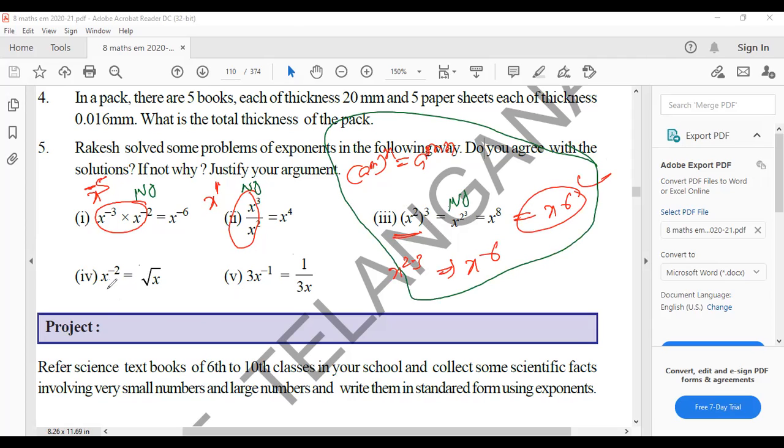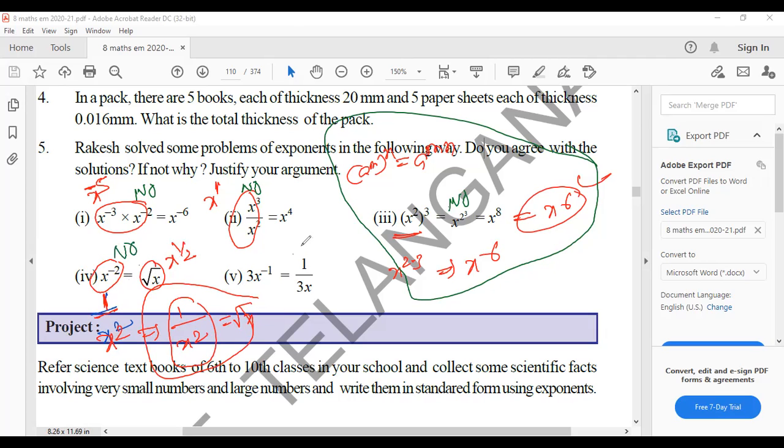X power minus 2 means 1 by x square, you write down. Are you following me or not? X power minus 2 means 1 by x square. Is it equal to root x? No, because root x is different. Root x is nothing but x power 1 by 2. This is x power 1 by 2, this is x power minus 2. Both are not the same. X power minus 2 means 1 by x square, which is not equal to x power 1 by 2.